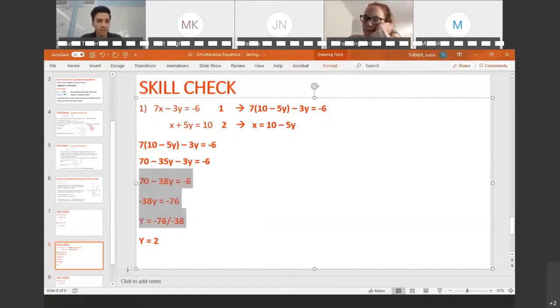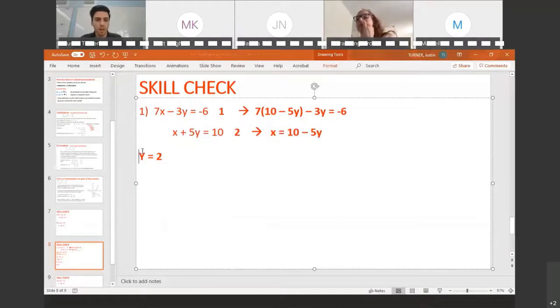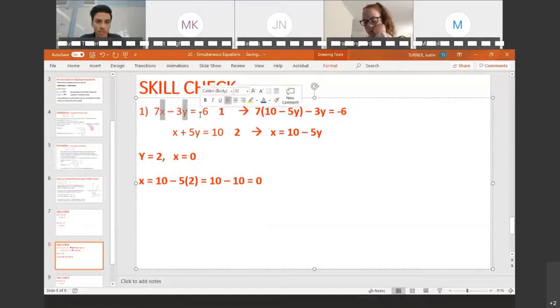So now that we've got y is equal to 2, I'm just going to get rid of this now. I can plug that into this equation, and I'm going to get x. So if I know y is 2, instead of y, I'm just going to write 2. 5 times 2 is 10, so 10 minus 10, and x is 0. So we've got y is 2 and x is 0. That's our answer to the simultaneous equations. So if you were to plug in 0 and 2 there, you'll get negative 6. And if you were to type in 0 and 2 there, you would get 10.